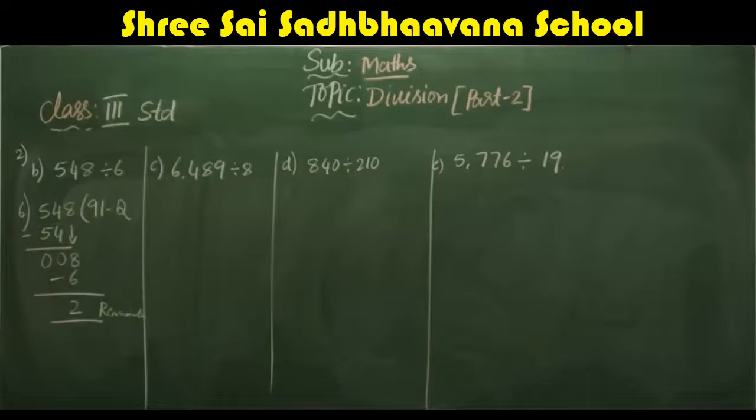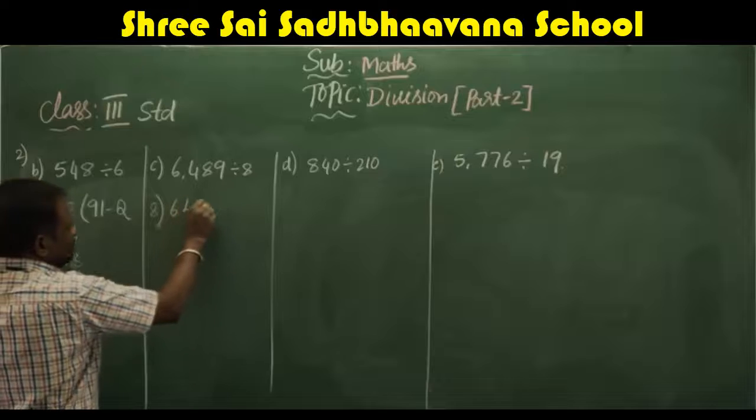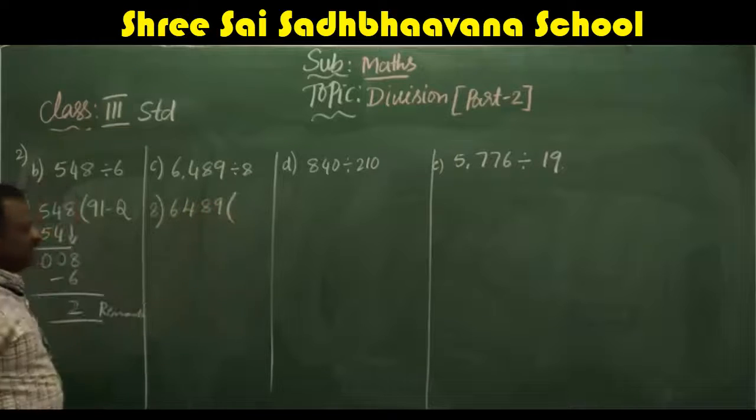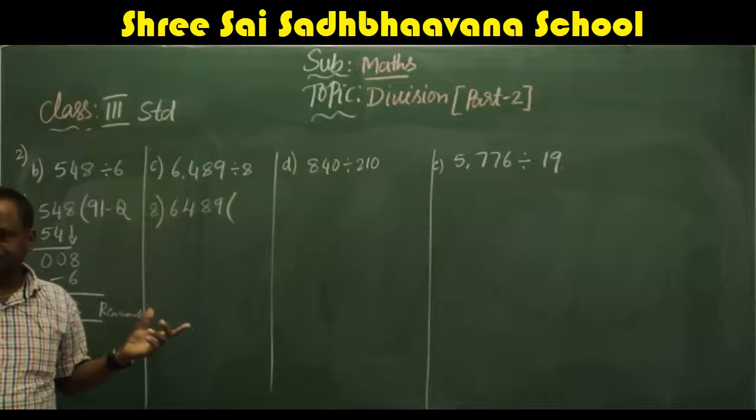91 is the quotient. You come to here, from 8 you divide 6489. Here also 6 is smaller than 8, so you group 64.